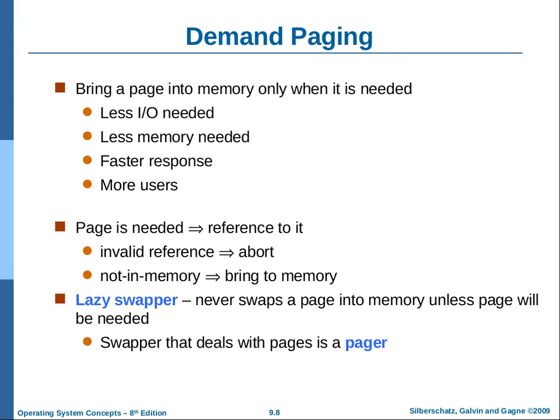So if a page is needed, there's a reference to it. If it's an invalid reference, or it's not in memory, bring it to memory. Invalid reference, of course, abort. All right, if we're using demand paging, what does this imply about your program? What's the first thing that happens when your program runs?